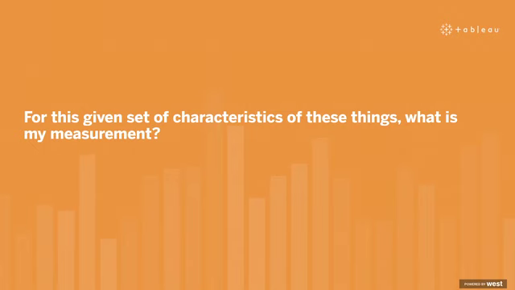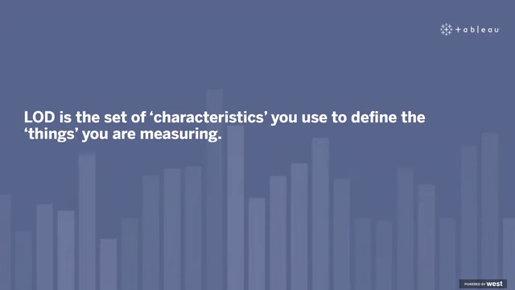And so one way of defining LOD then is to say that for this given set of characteristics, for this set of zip codes, or this state, or this product name, or this salesperson, what is the measurement? How many sales did I have? How many purchases did I have? What is the quantity of things sold? What was the total commission paid? All of those sorts of things. So the LOD then is really the set of characteristics that you use to define the things you're measuring, right?